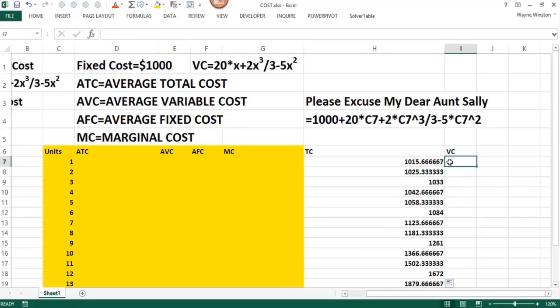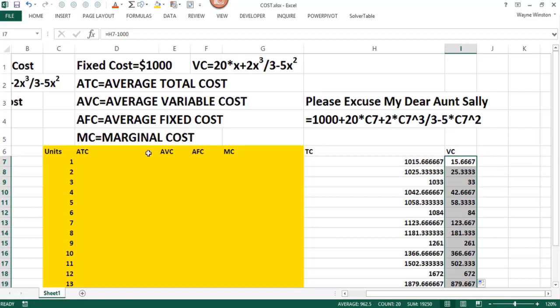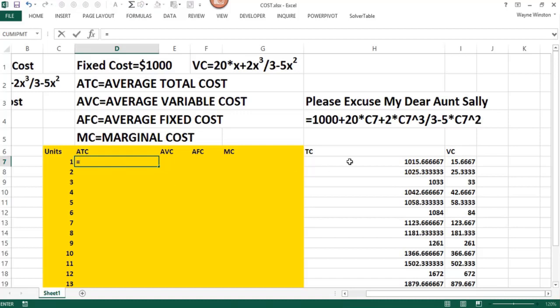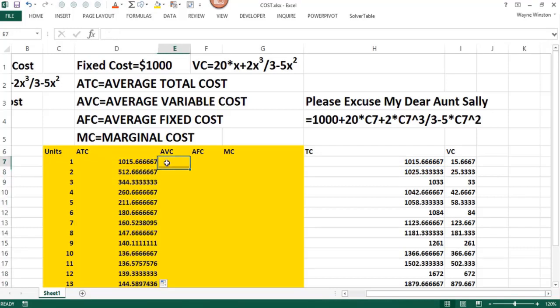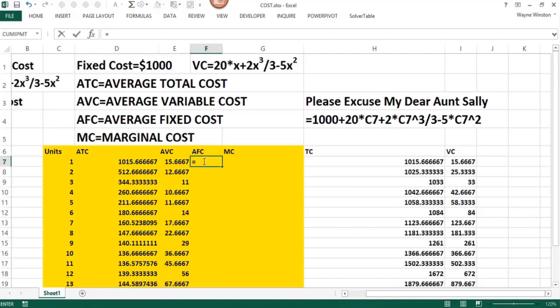Now variable cost will just be the total cost minus 1,000, taking away the fixed cost. That's probably the easiest way to do it. I could double click the left mouse, and that'll copy down. Okay, now we can get the things that we need to graph. So average total cost is going to be total cost divided by units. Copy that down. I could just double click the left mouse, and it goes down there. Okay. Now average variable cost is going to be variable cost divided by the number of units. Average fixed cost is going to be the fixed cost of 1,000 divided by the number of units.